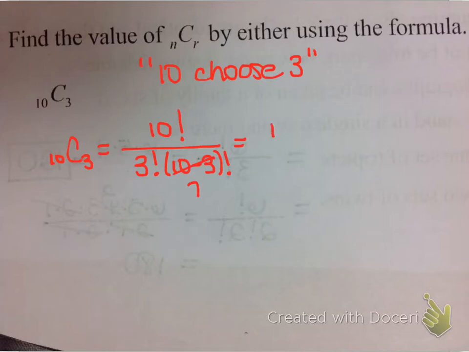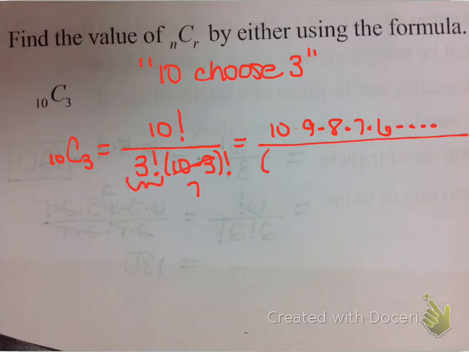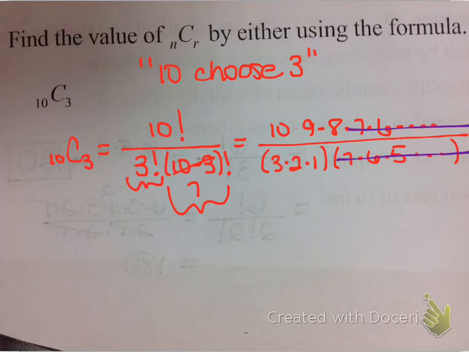And so I would have 10 times 9 times 8 times 7 times 6 dot, dot, dot. Then right here, I would have 3 times 2 times 1. And then this would be 7 times 6 times 5 dot, dot, dot. And just like all of our other formulas with factorials, everything from here down will cancel. So 7, 6, 5, 4, 3, 2, 1 will all cancel.